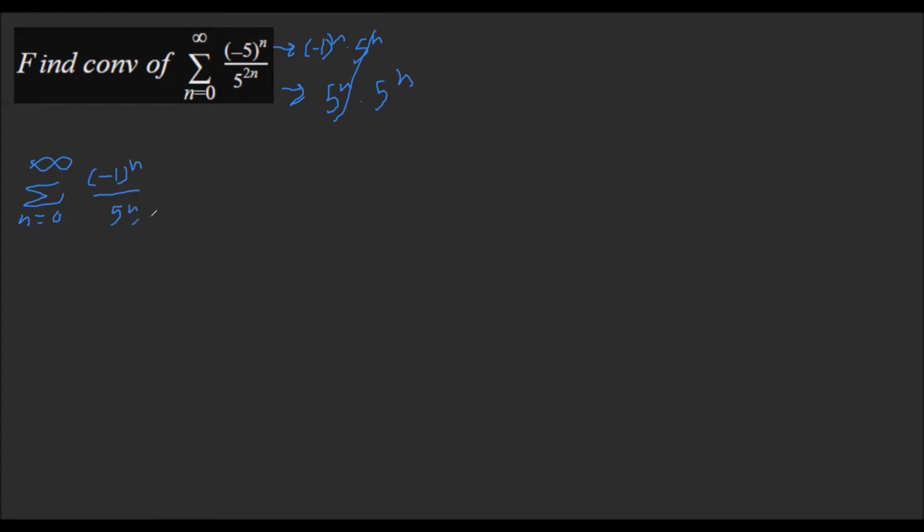Now, we have to see if this hits all three of the conditions. So first, this does alternate in signs because it has the -1 to the power of n. The limit as n approaches infinity of a sub n. And keep in mind that a sub n excludes the term that is causing it to alternate. So when we say a sub n, we're really talking about 1 over 5 to the power of n, because this is excluding the -1 to the power of n, and this is equal to 0.